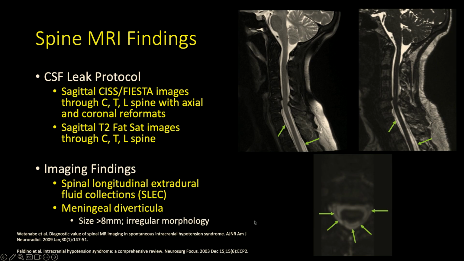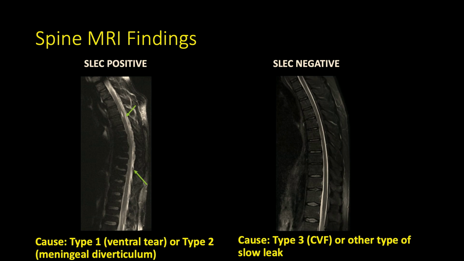Now, you can also look for meningeal diverticula in these cases for type 2 leaks. And those abnormal diverticula tend to be big ones, larger than 8 millimeters, or those with a bizarre morphology. So really our decision point when you're reading these spine MRs in SIH is: is there a SLEC or not?